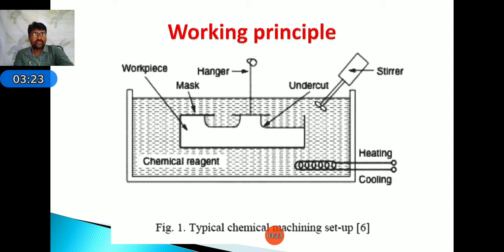The workpiece should be hung on the hanger. The chemical reagent temperature should be maintained within the required range. Wherever we cannot machine, we place the maskants, and by using the stirrer we pass the chemical reagent to the required area to be machined at the particular point.